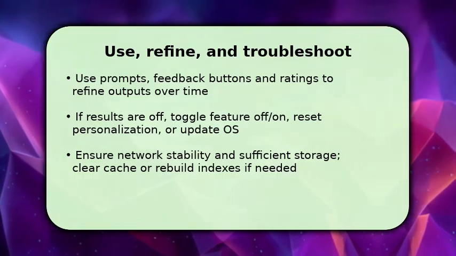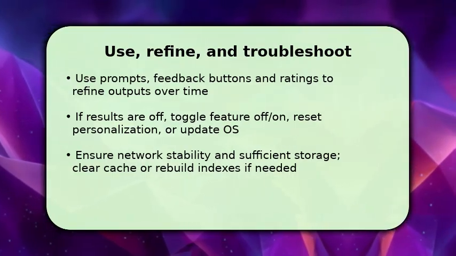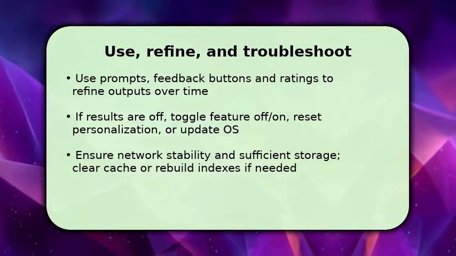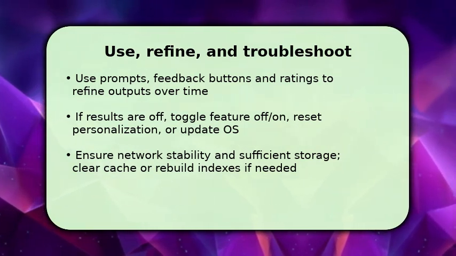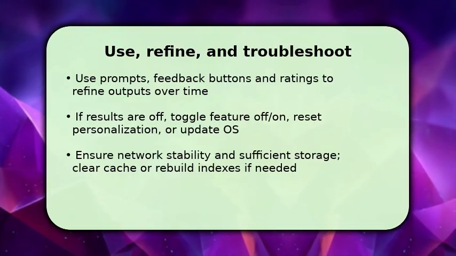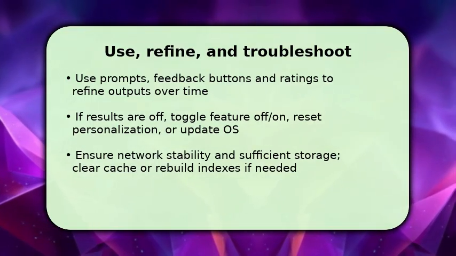Make sure your device has a stable network and enough free space because sync and model updates need both. If problems persist, update the OS, clear caches, or rebuild Spotlight and app indexes. That usually restores accurate search, summarization, and contextual suggestions.